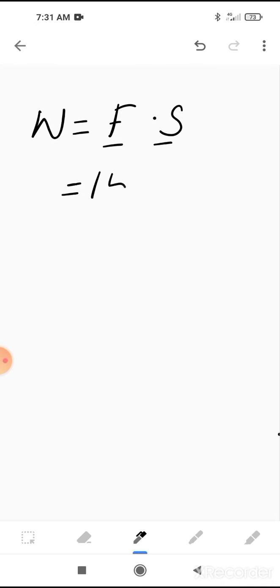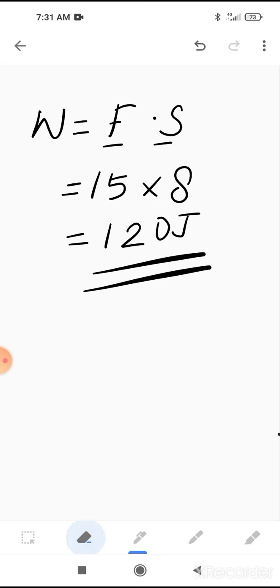How much work is done when a force of 50 Newton displaces a body by 8 meter in the direction of applied force? The formula for work is F into S. If force and displacement are in the same direction, work is equal to force into displacement. In this numerical, they are in the same direction, so just multiply it. 15 Newton is the force, displacement 8 meter, so work is 120 joule.